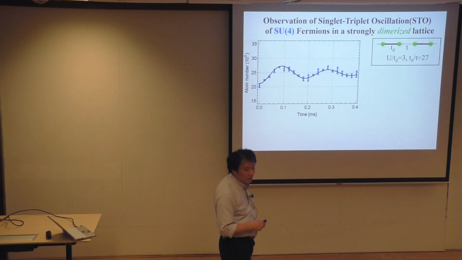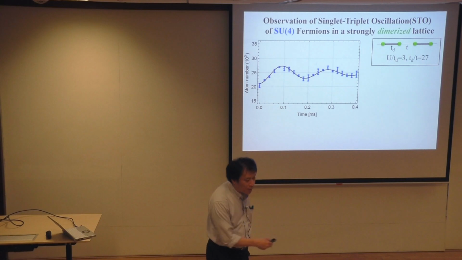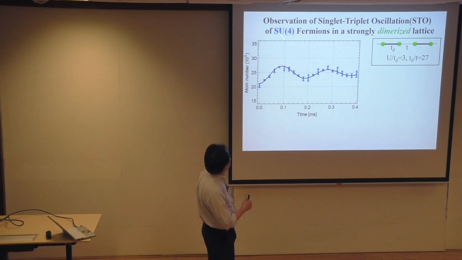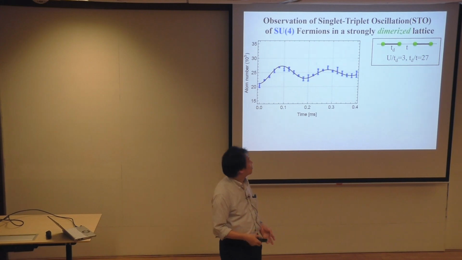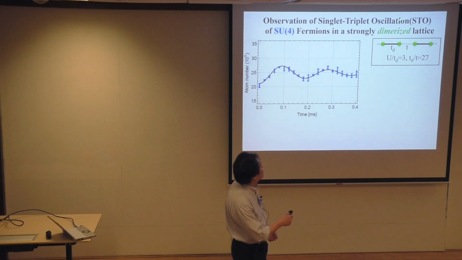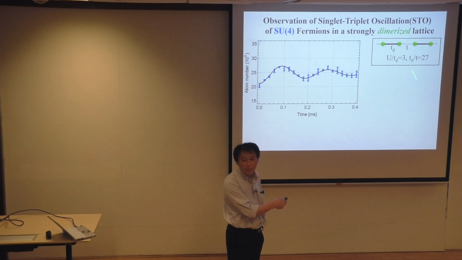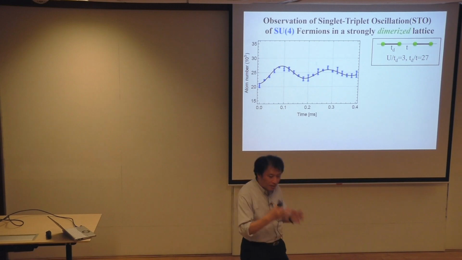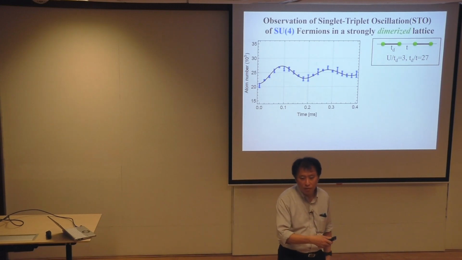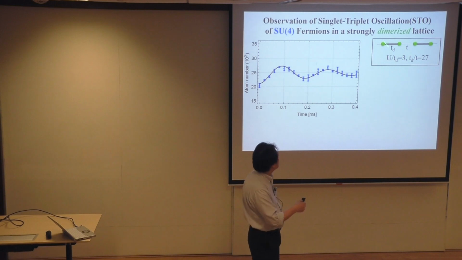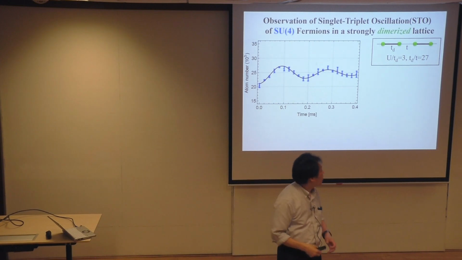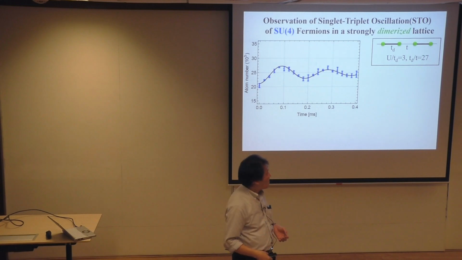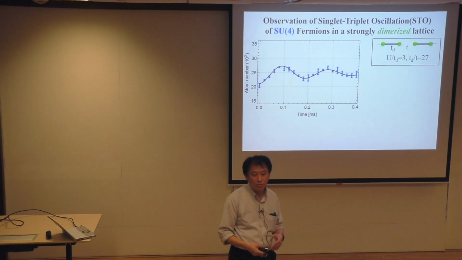Okay, this is a typical example of our observation of the singlet-triplet oscillation of SU(4) fermions. We performed the measurement in a strongly dimerized lattice with these Hubbard parameters, and to artificially induce the spin correlation within the dimer, with the large tunneling energy, tD, the corresponding exchange energy becomes large. So we expect the formation of the spin correlation.